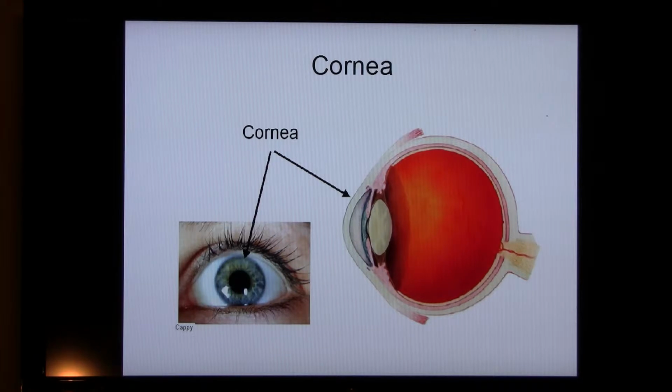And in the next slide is the cornea. The cornea is a tough, clear cover over the iris and the pupil. It is the only transparent tissue in the body. It provides major refraction of the eye that allows bending of the light to make an image. It gets nourishment and oxygen through the aqueous and tears.